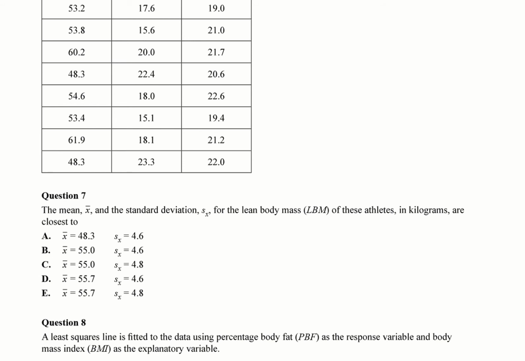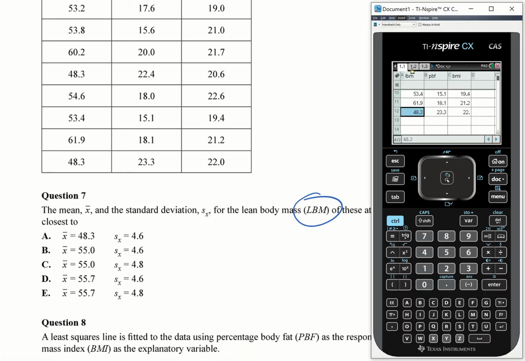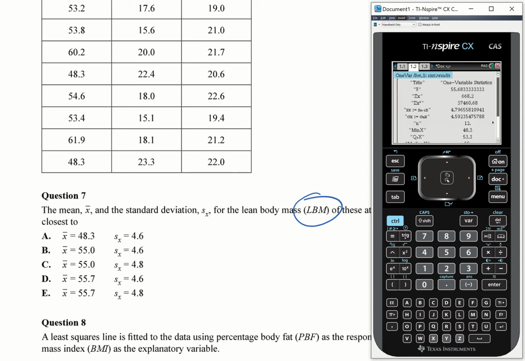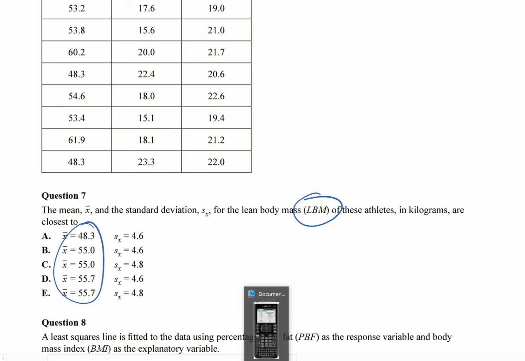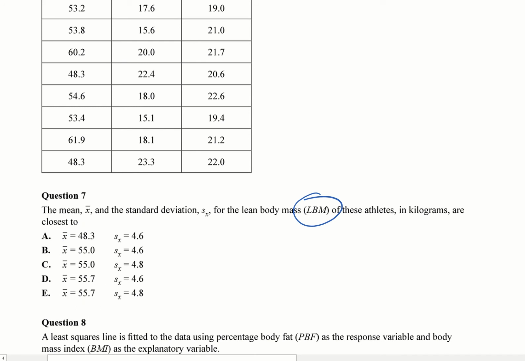In this one, we're just looking at lean body mass. I've got my data here. I've put it all in the calculator. I've prepared something earlier, just to save time. What we're basically looking for is our mean. So our mean is 55.68, so 55.7. That means, if we look at that, that these three are out.